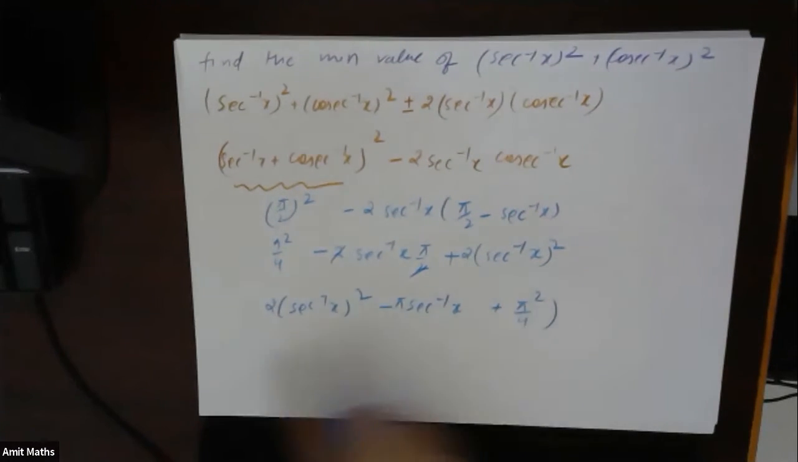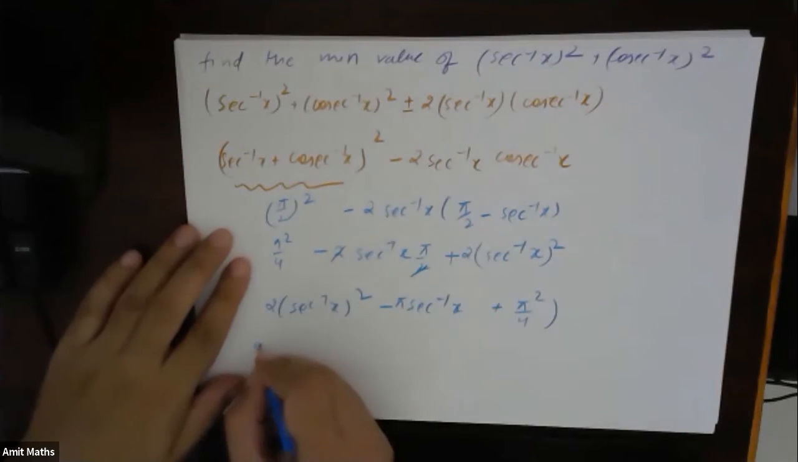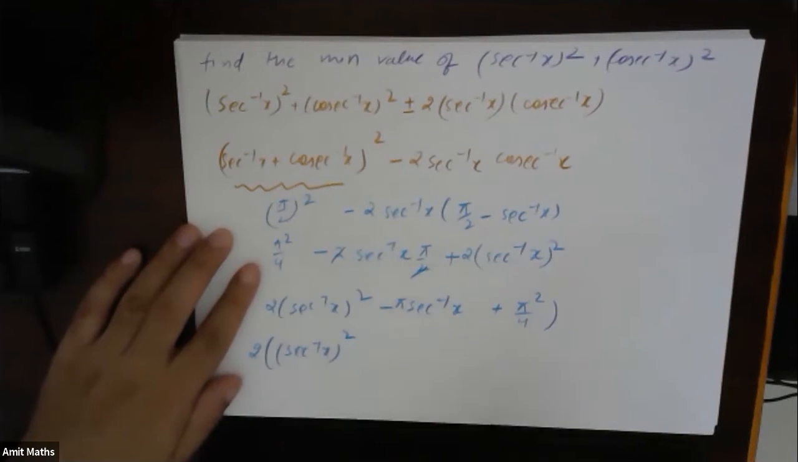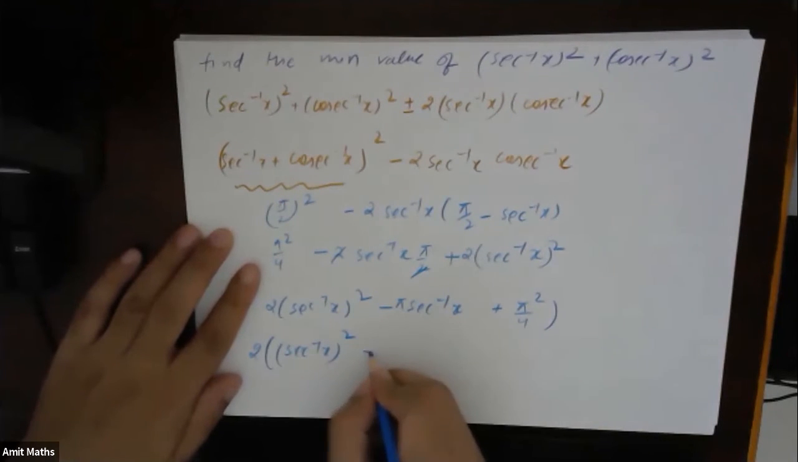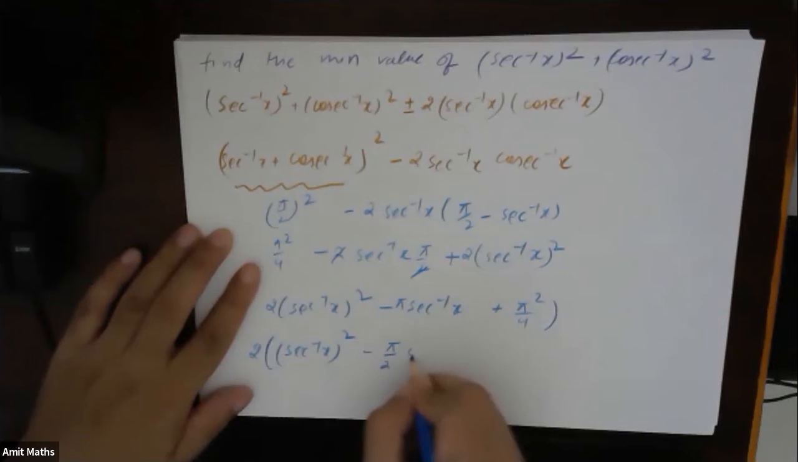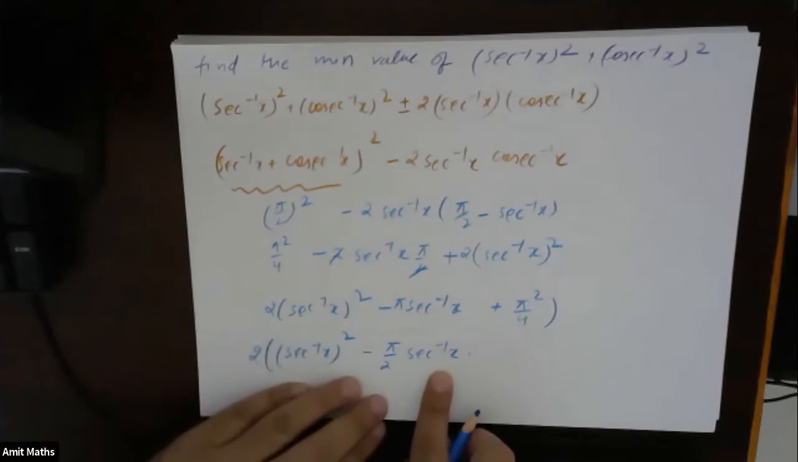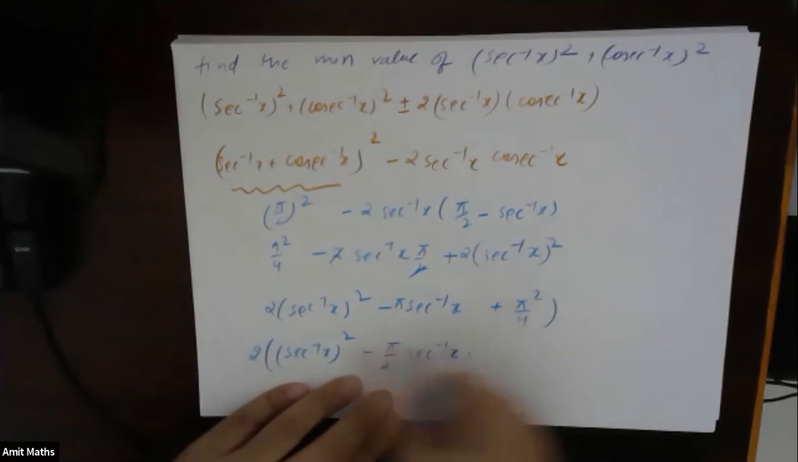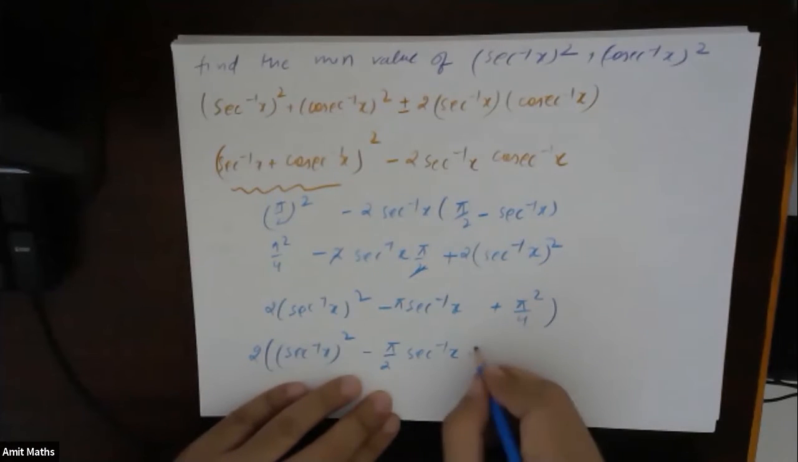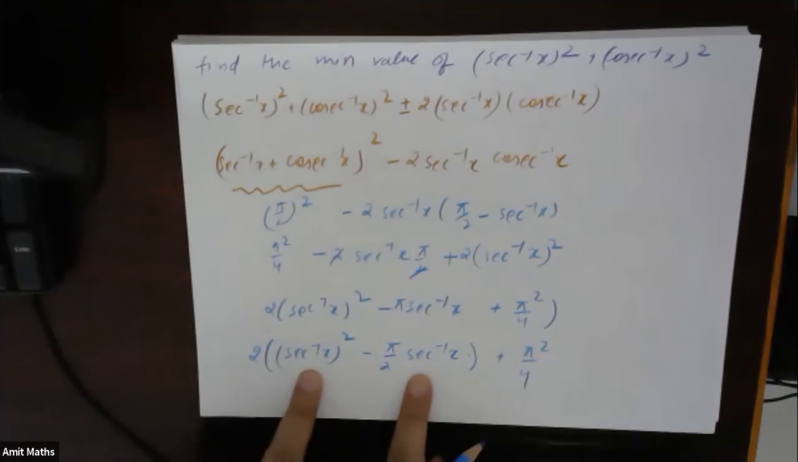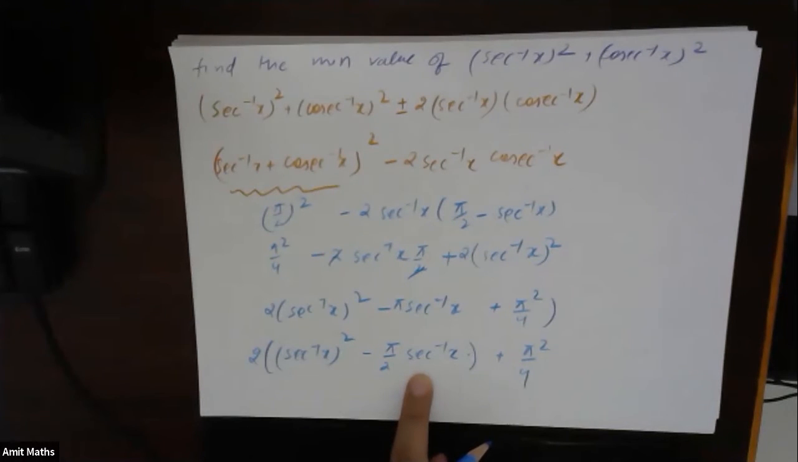We can again take 2 common. So if we take 2 common here, we will get sec inverse of x whole square, minus pi by 2 sec inverse of x, and if I take 2 common from the whole, this will become plus pi square by 4. Again I can convert this into a perfect square.